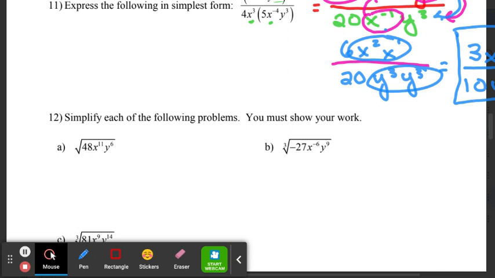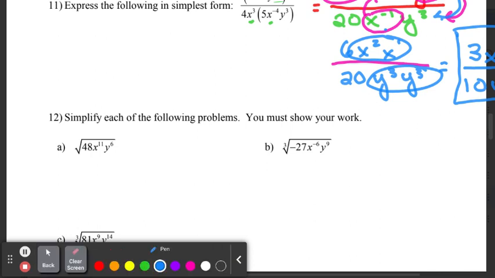Alrighty, these I think are the trickiest ones. Simplify each of the following problems. You must show your work. So for this one, when there's a coefficient, I keep that in radical form, square root of 48, and then the other things I'm going to put in exponential form. Remember, if there's a square root, there's an invisible 2 there. It's kind of implied. So 11 over 2, and then y to the 6 over 2.